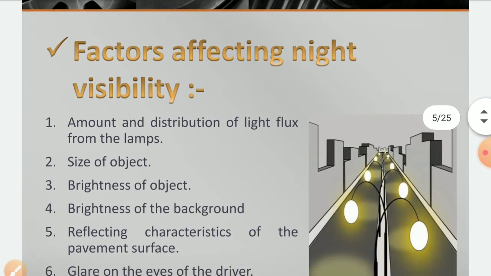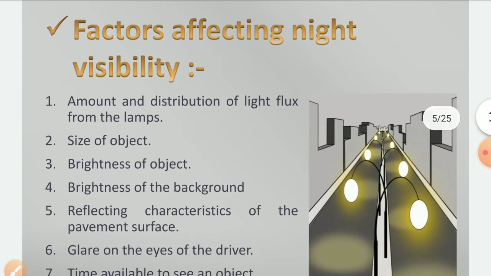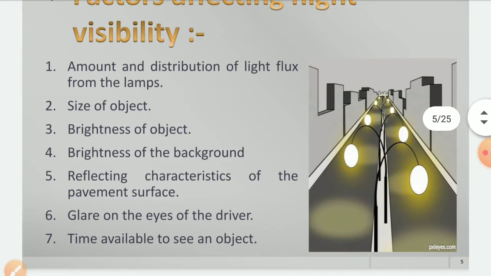Now, the factors which affect visibility. What are the factors affecting visibility during the night? The first is the amount and distribution of light flux from the lamps. How much light is distributed from the lamp is one factor which affects visibility at night. The size of the object present also affects it, and then the brightness of the object, and the brightness of the background.